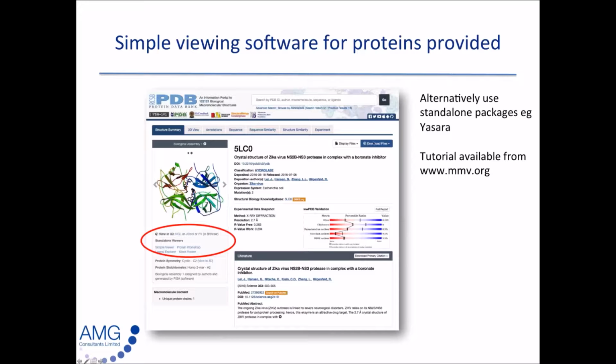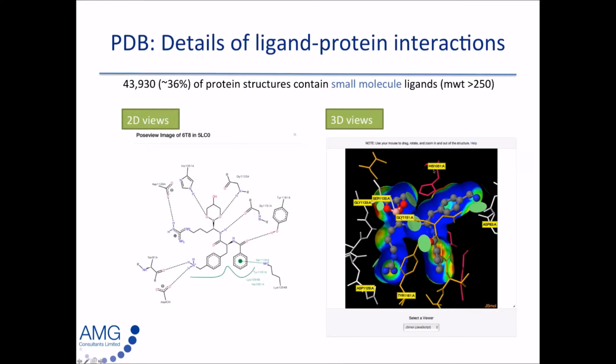Alternatively, you can download the file and use a standalone package, something like Ezara, which is free for everybody to use. And if you're not familiar with that package, there's a tutorial available on the MMB website in the computational chemistry section. The first thing most people want to know is, what is my compound actually interacting with?